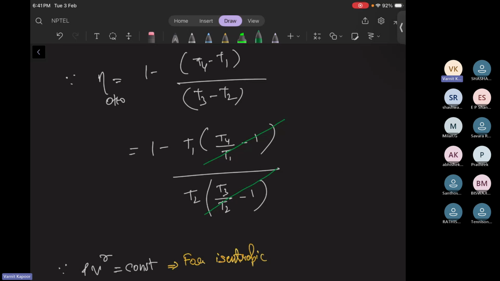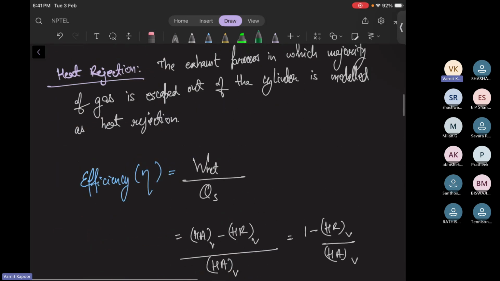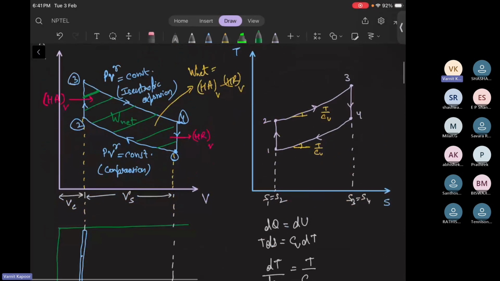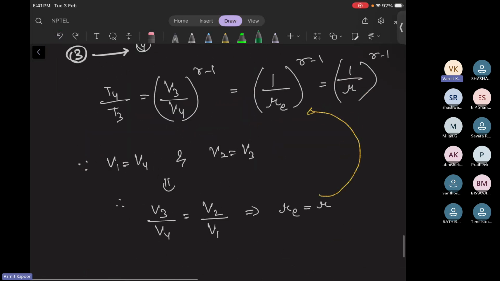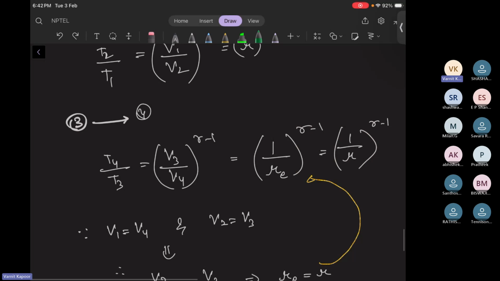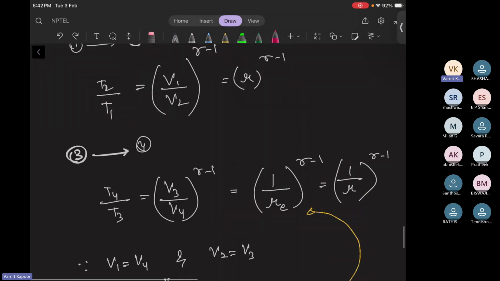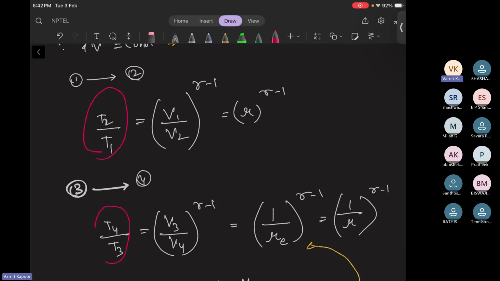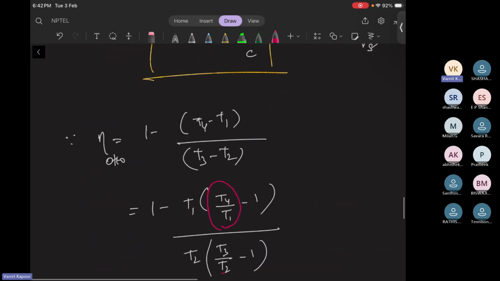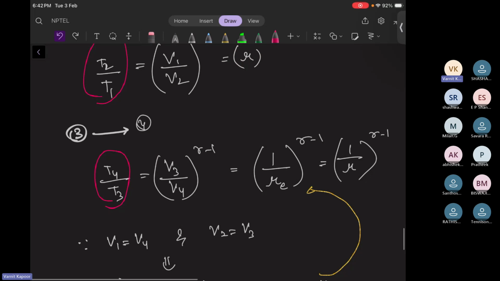cancelled out. Is T4 by T1 and T3 by T2 same or not from the graph? T4 by T1 and T3 by T2, is it same or not? Tell me. Let us see where I was. See from here. T2 by T1, T4 by T3, T4 by T1 and T3 by T2. Let us rearrange both of them.